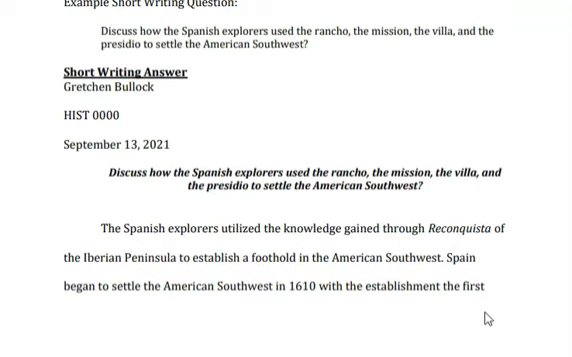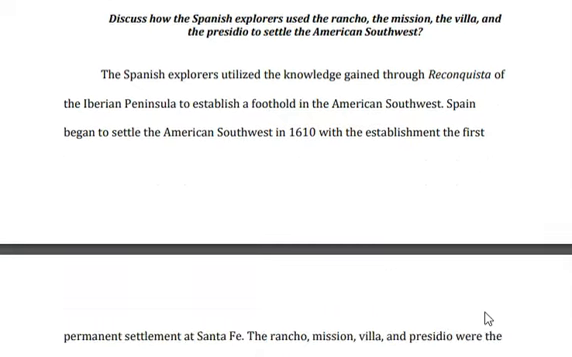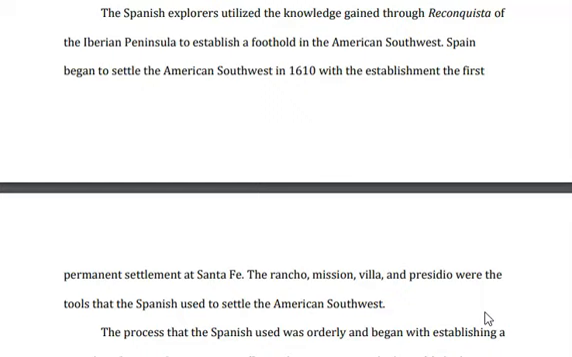I begin with a short introduction paragraph. The Spanish explorers utilized the knowledge gained through reconquista of the Iberian Peninsula to establish a foothold in the American Southwest. Spain began to settle the American Southwest in 1610 with the establishment of the first permanent settlement at Santa Fe. The Rancho, Mission, Villa, and Presidio were the tools the Spanish used to settle the American Southwest.